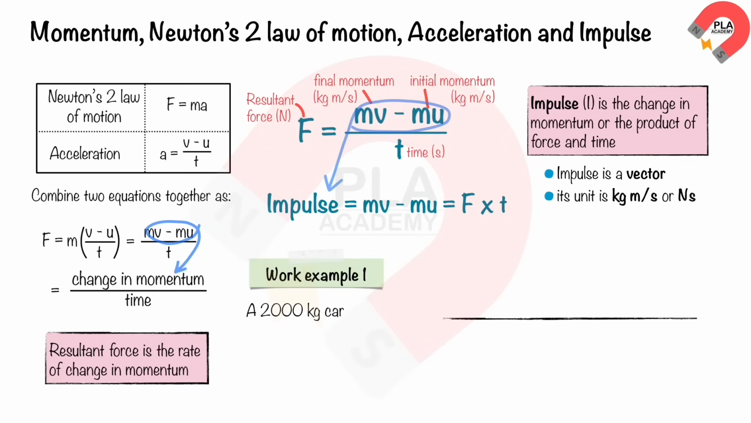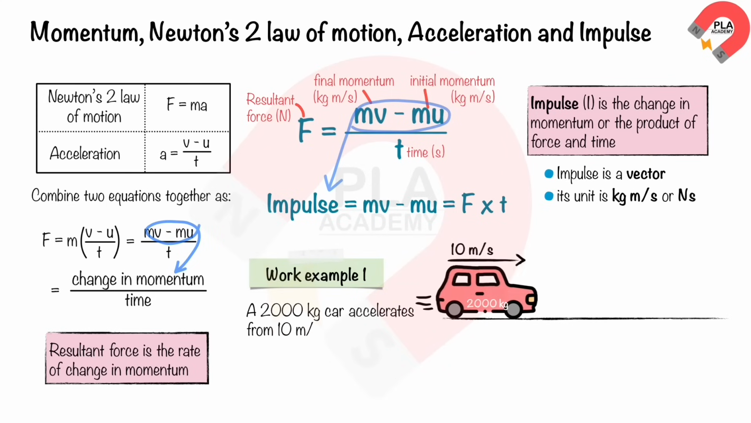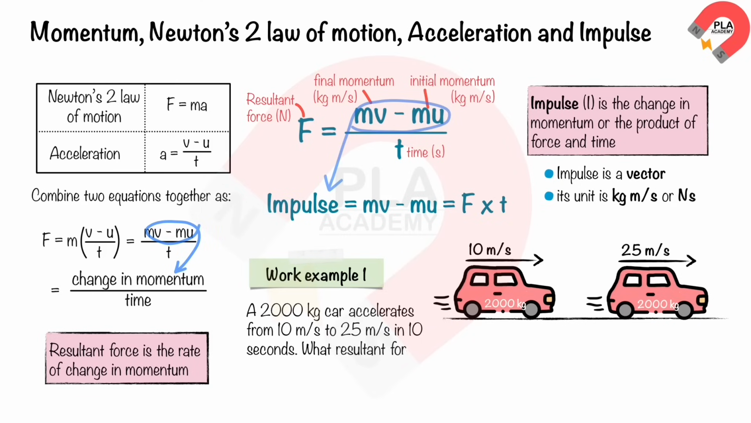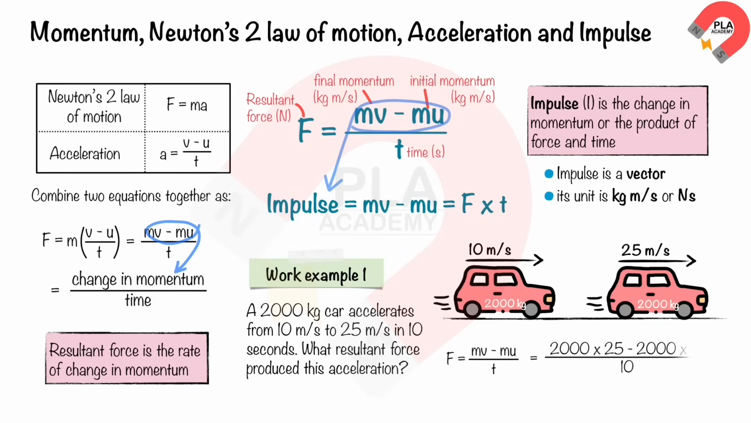Worked example 1. A 2000 kilogram car accelerates from 10 meters per second to 25 meters per second in 10 seconds. What resultant force produced this acceleration? We substitute m is 2000 kilograms, v is 25 meters per second, u is 10 meters per second, and t is 10 seconds. So, the resultant force is 3000 newtons.